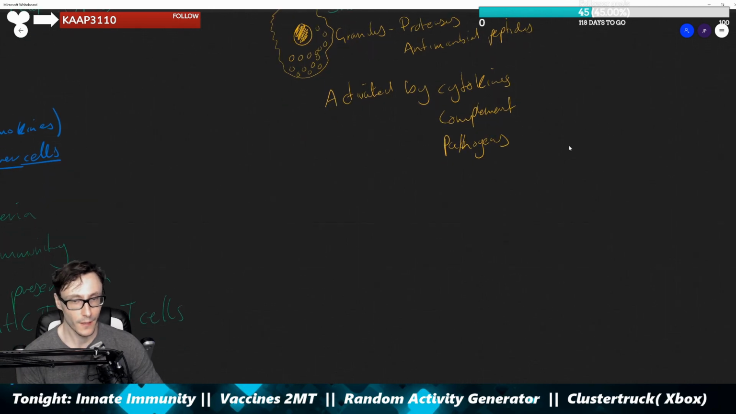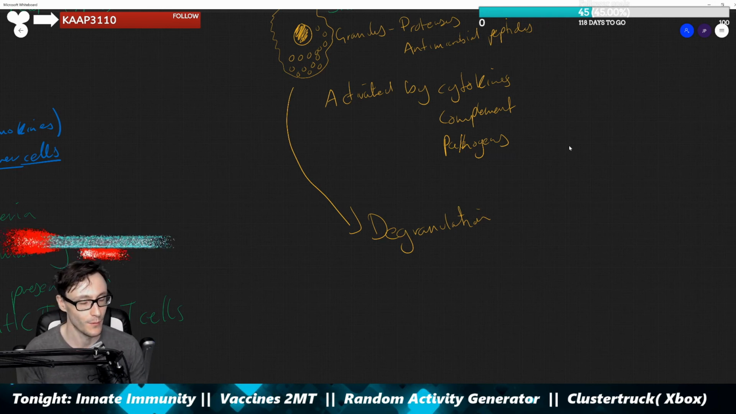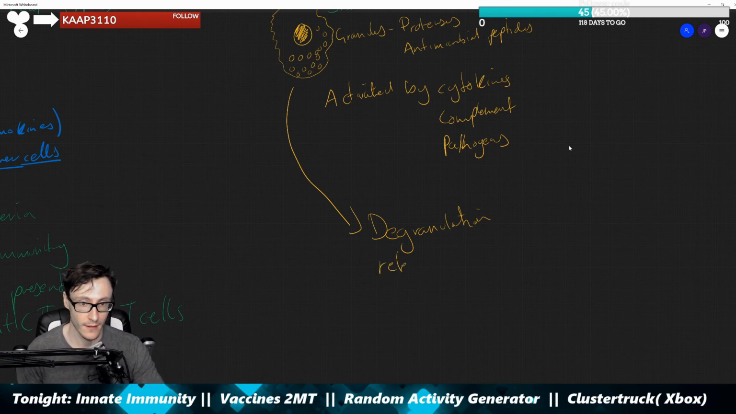The activation of a neutrophil results in something called degranulation. This is where it releases all of those vesicles that are filled up with your proteases, your antimicrobial peptides, and all those kinds of things, effectively spewing all of that over the area that's got the bacteria or the virus or the pathogen within it. So, release of granules.